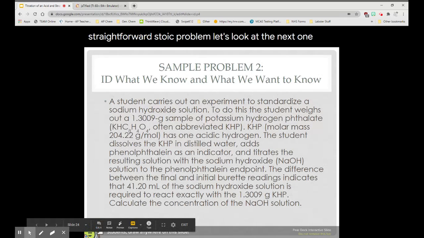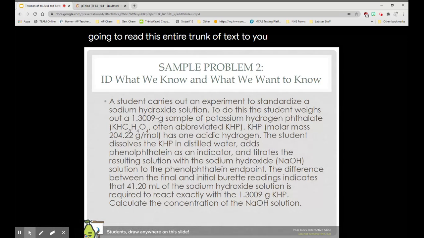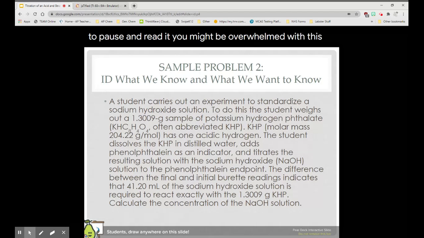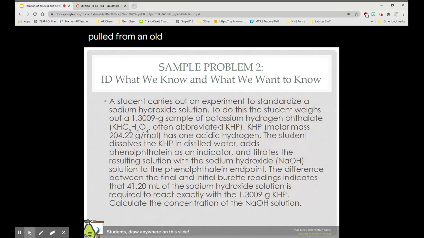All right, I'm not going to read this entire chunk of text to you. Take a moment to pause and read it. Now, you might be overwhelmed with this. This is pulled from an old AP exam. They will throw walls of text at you to try and distract you from the problem, make you feel like you don't know what's going on, but we can figure this out.